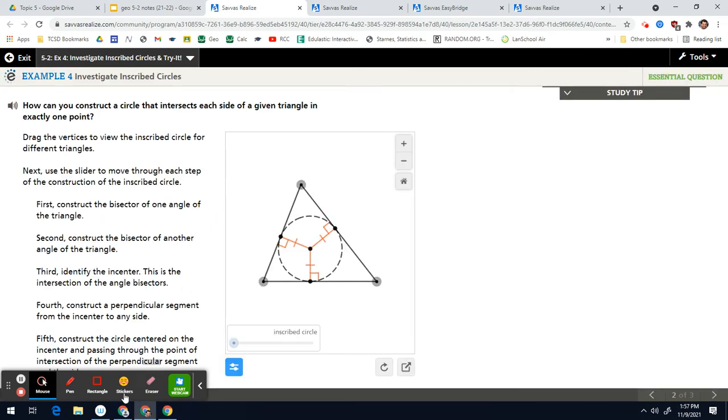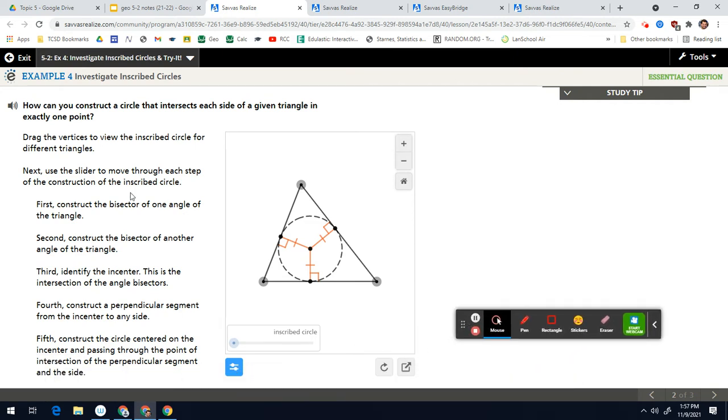Okay, so here are the steps. Let me slide this to the side so we can see those steps clearly. So it says, first, construct the bisector of one angle. So there's step 1, bisector of one angle. Second, construct the bisector of another angle. So notice in all these problems, we never do all 3. If all 3 meet at 1 point, then 2 are going to be at that same point. So you don't need all 3.